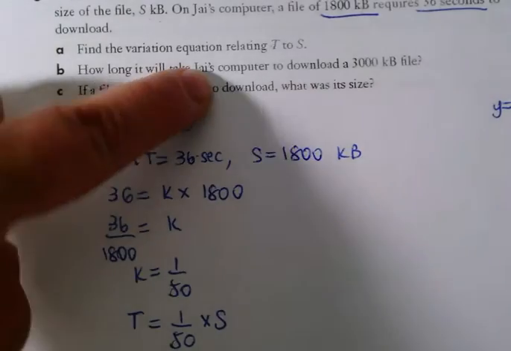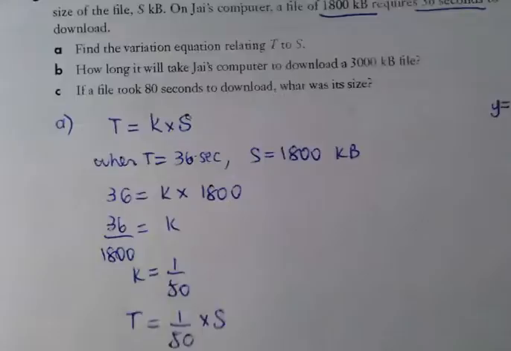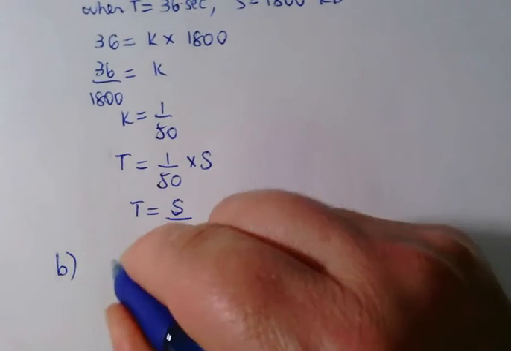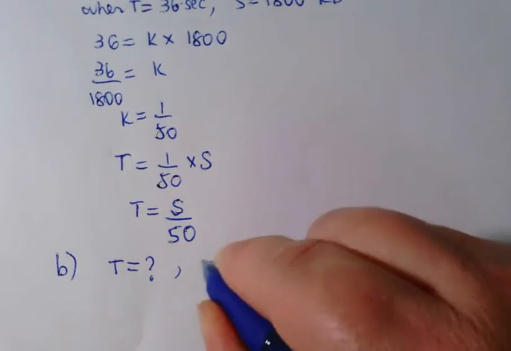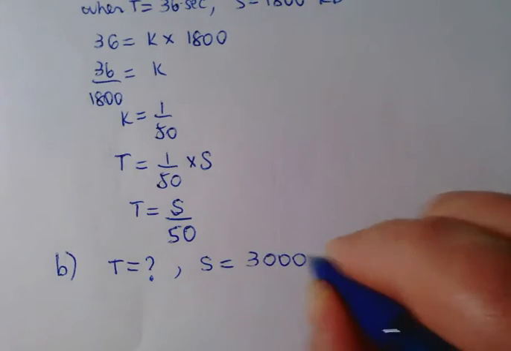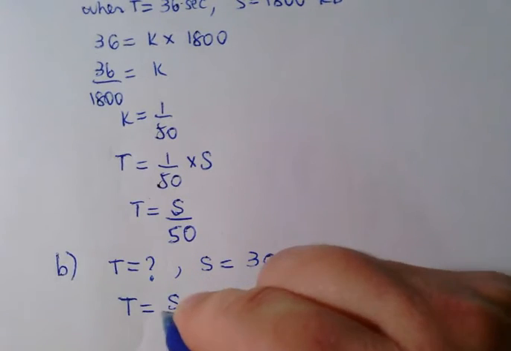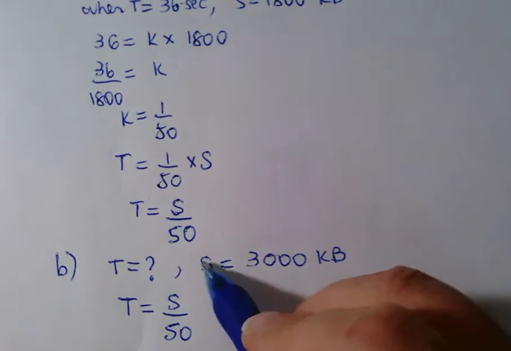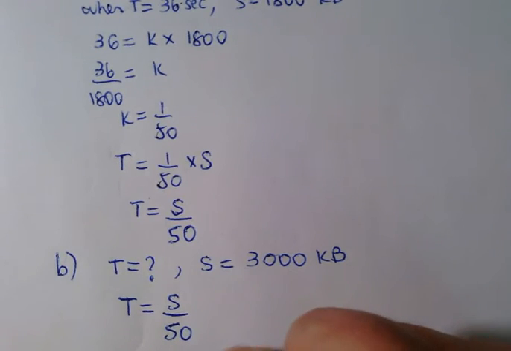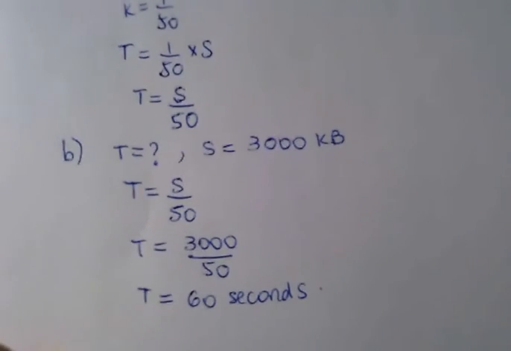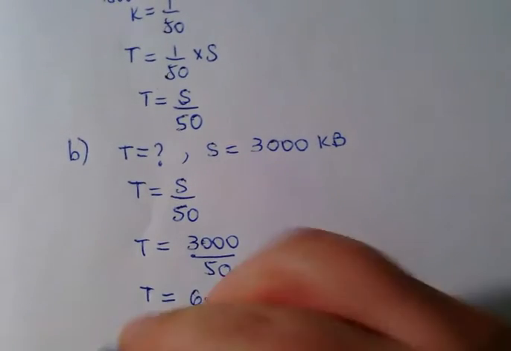Part B, how long will it take Jay's computer to download a 3,000 kilobyte file? So they're asking about time. Time is question mark if the size of the file is 3,000 kilobytes. So now that we've formed an equation, we've got t equals s over 50. We're going to substitute s is 3,000. So t is 3,000 over 50, which is 60 seconds.